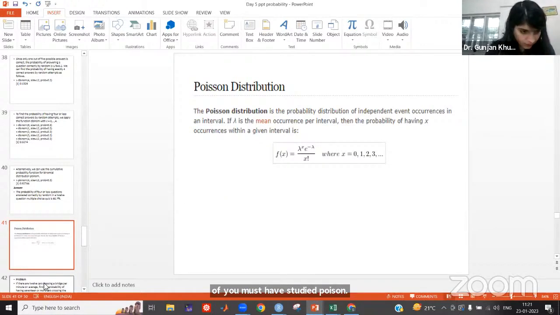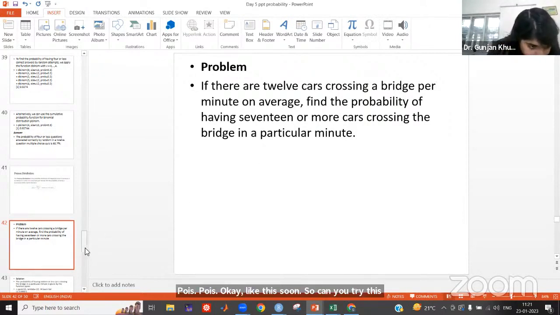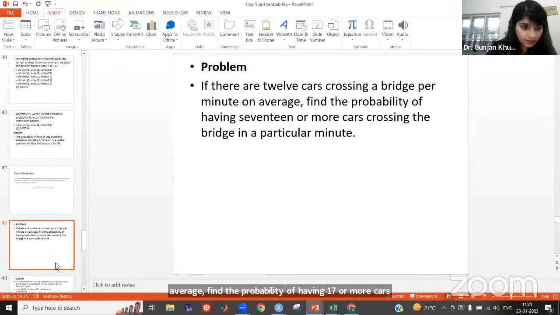Okay, so let us try to do this question. All the functions are P.G.D.A.V, so POIS, like this only. Can you try this? Problem 17. If there are 12 cars crossing a bridge per minute on average, find the probability of having 17 or more cars crossing the bridge in a particular minute.